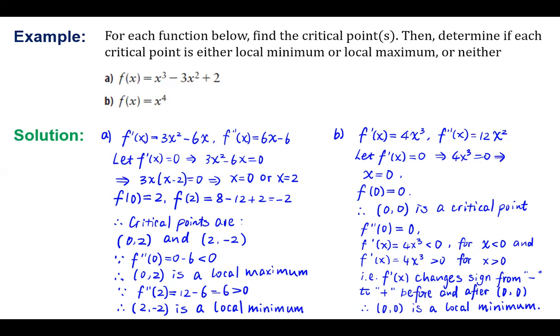If the second derivative test does not pass, we refer to the method we have learned yesterday. Check the sign of the first derivative before and after that point. Any questions?